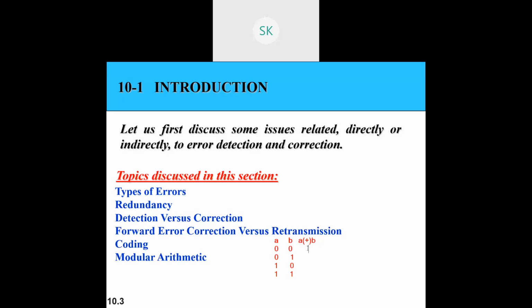0 0, it will be 0. Whatever change there is, that will be retained as 1. For 1 0, there is a change, so it will be retained as 1.